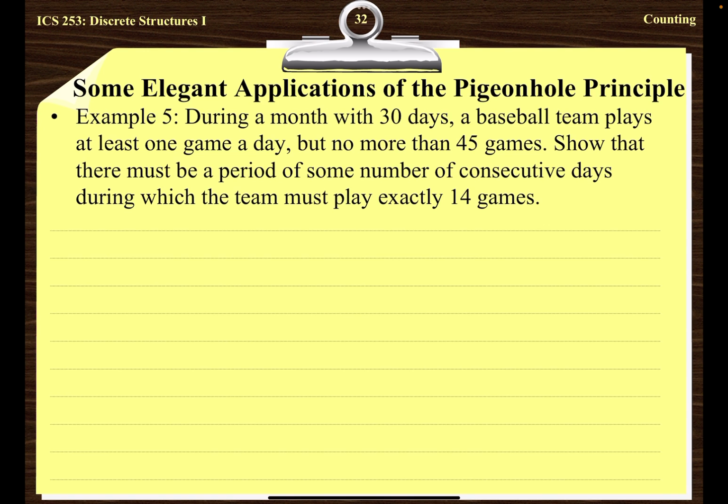Now look at what you need to prove. Show that there must be a period of some number of consecutive days, not day 1 and day 5 and day 7. No, consecutive, they must be one after the other, such that the team must have played exactly 14 games. Exactly 14. Every day or just one day? No, not just one day. It could be one day, and it could be consecutive days. What does consecutive days mean? For example, day 5, 6, 7, 8, or 5, 6, 7, or 5 until 20.